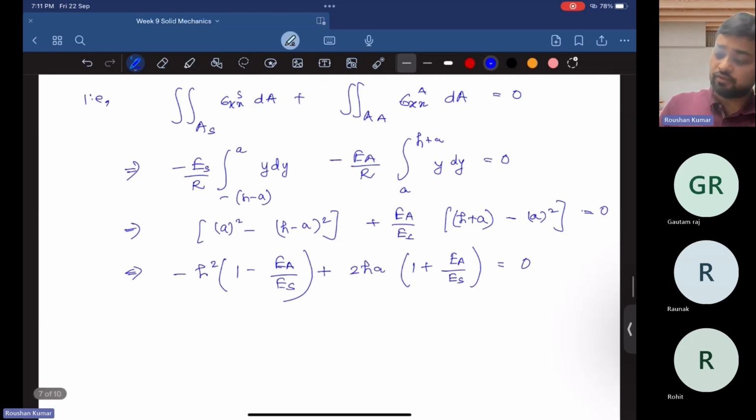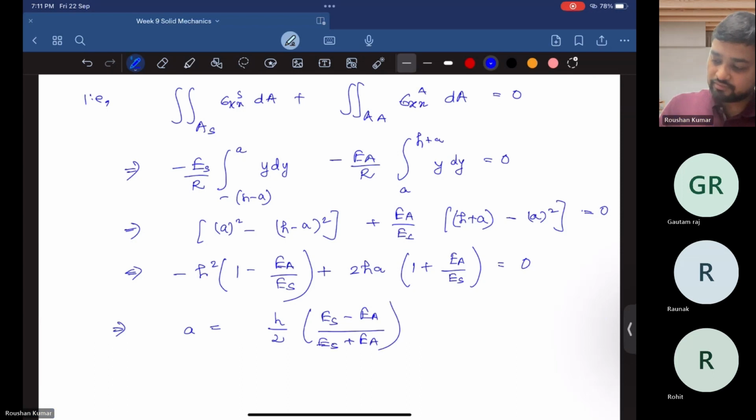Okay, so it finally gives us the value of A, which is given by A equal to h by 2 times ES minus EA upon ES plus EA. So this finally gives us the value of A.